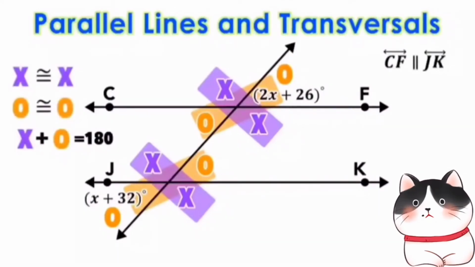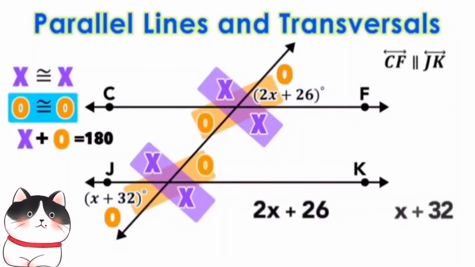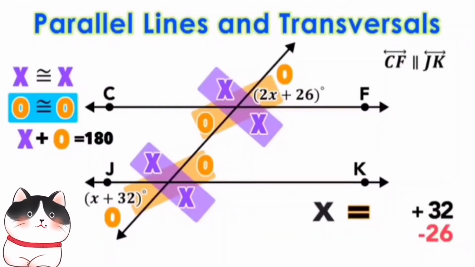Now in this case, we can see that our two algebraic expressions are both O's. So I know that I have to set them equal to each other since those two angles are congruent. And now all we have to do is solve. We can subtract X on the left side of the equation and subtract 26 on the right side. We can simplify and come to a solution that X has a value of 6.